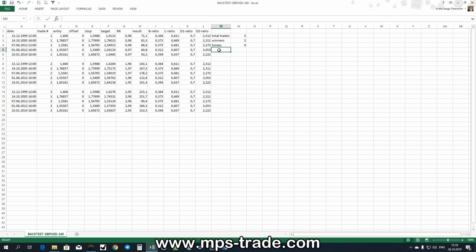Then let us calculate the win percentage, win probability. It is calculated the following way: winners divided by total trades. And let me express it this way. Then let's calculate loss probability. Loss probability. And it is calculated in a very simple way: 1 minus win probability. So it says 0%. Now let's calculate expectancy.